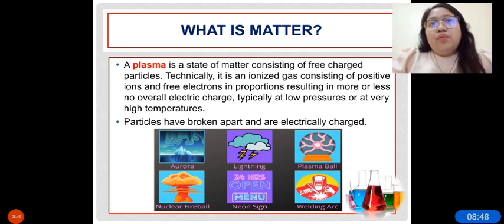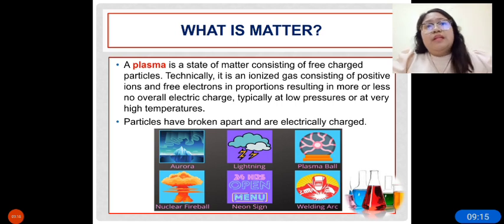This happens when a gas gets really hot or is under a lot of pressure, and the atom starts to break apart into ions and free electrons. But despite all this, plasma has no overall electric charge. It's a bit like a crowd at a concert. There's a lot of movement and a lot of energy, but everyone's just doing their own thing.